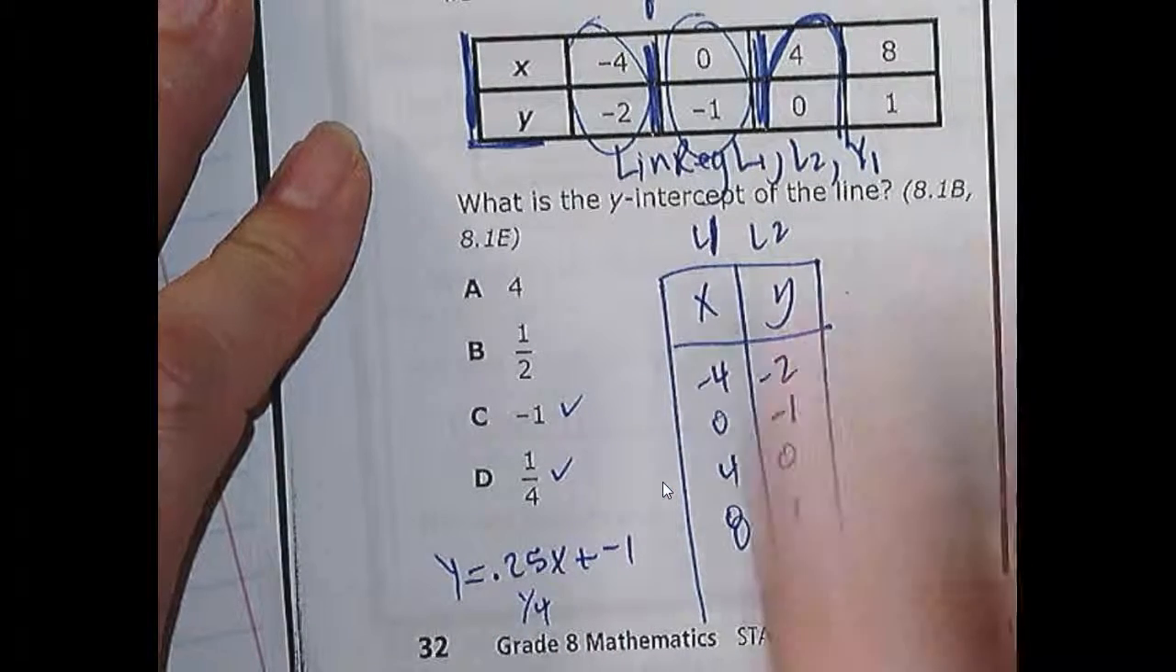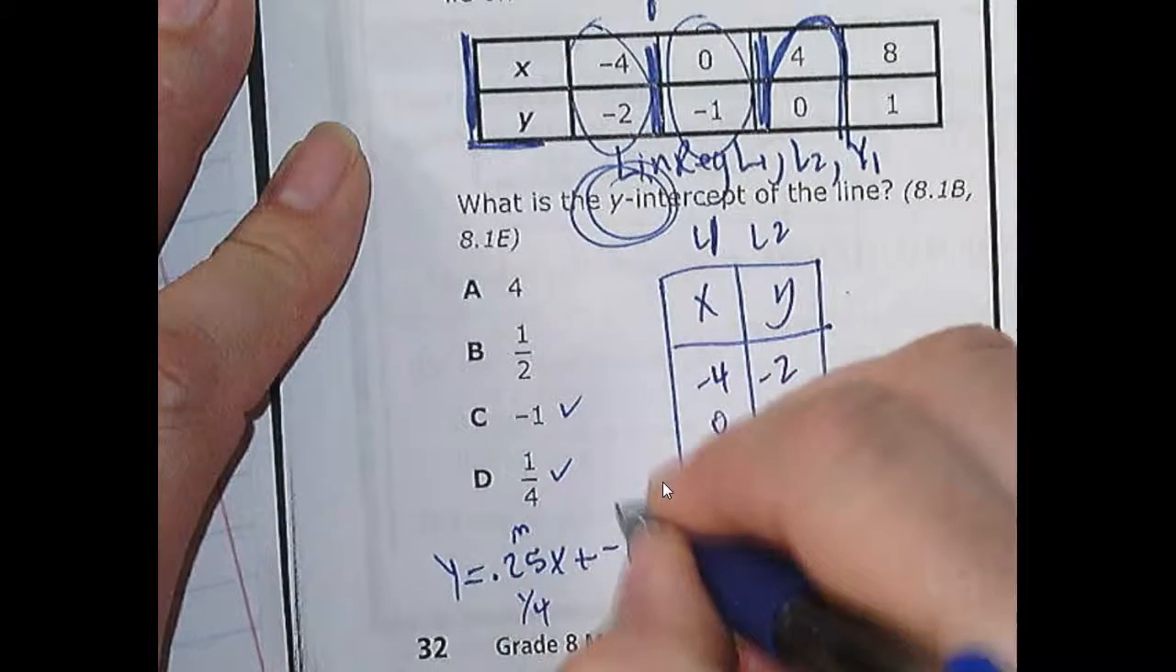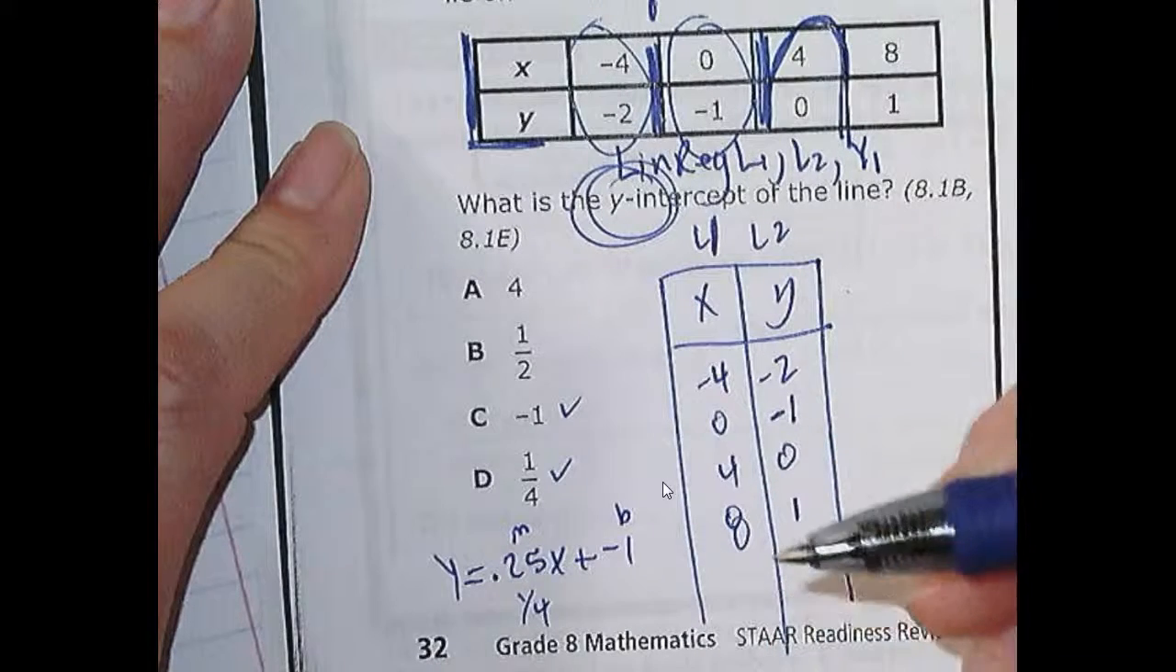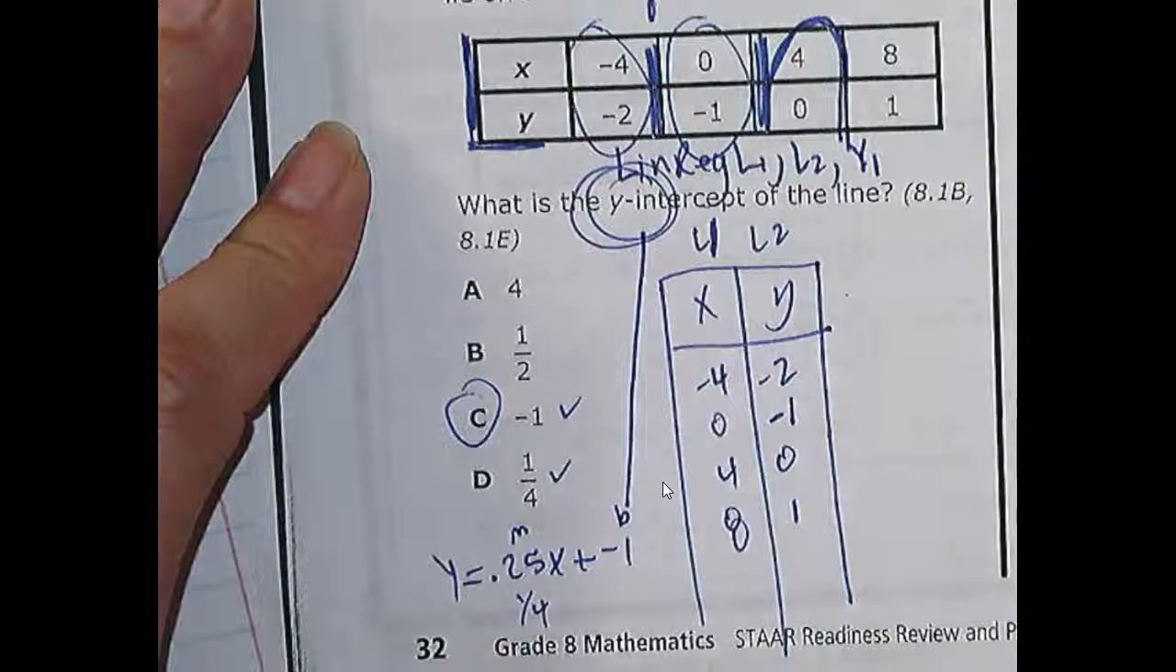What are you looking for? You're looking for the y-intercept. What letter is that? Is that M or B? Because this one's M and this one's B. And you better be looking for the y-intercept, so that would be B. Answer C. If you're picking D, you need to reread your question. If you're picking the other two, I don't know what to say.